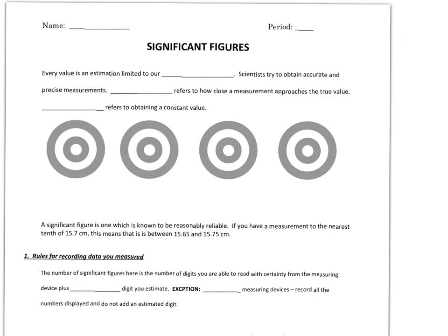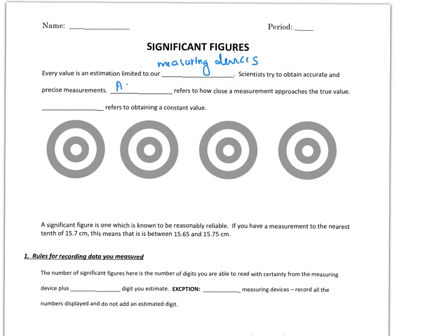Today we're going to talk about significant figures and accuracy and precision. Every value that we record is limited by our measuring devices. Obviously, as time goes by, we develop more precise measuring tools, and so we get more precise measurements. Scientists would like to have both accurate and precise measurements.